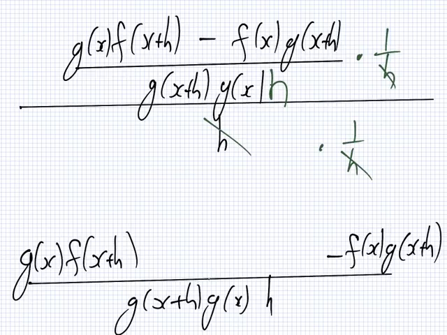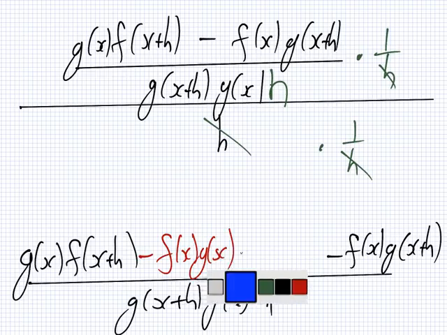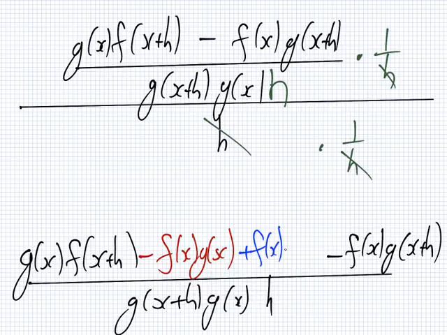Now I left a big space in the middle, and the reason, you can probably guess, is I'm going to do the same trick as before. I'm going to add and subtract the same thing to make a 0 in the middle. So I'm going to do minus f(x)g(x) plus f(x)g(x). They'll both cancel anyways, so I haven't really changed the fraction.